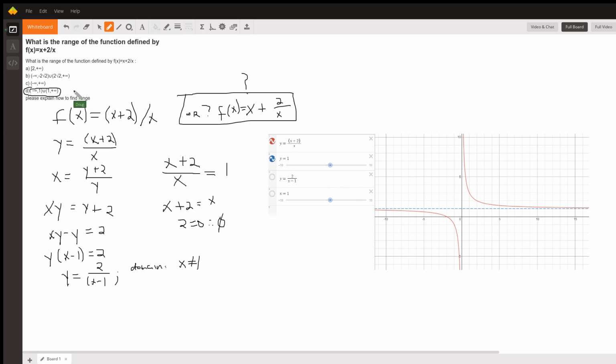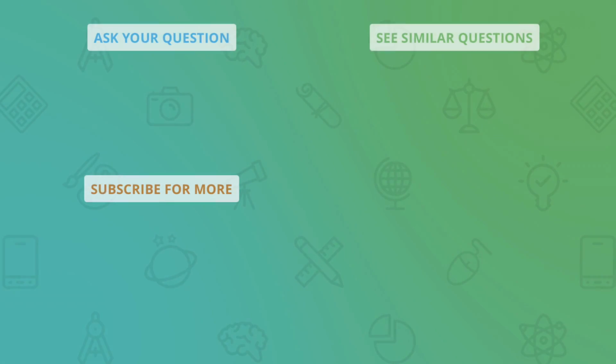And that's why the range of this function, using interval notation, is from negative infinity to 1 joined with the open interval from 1 to positive infinity. There you go.